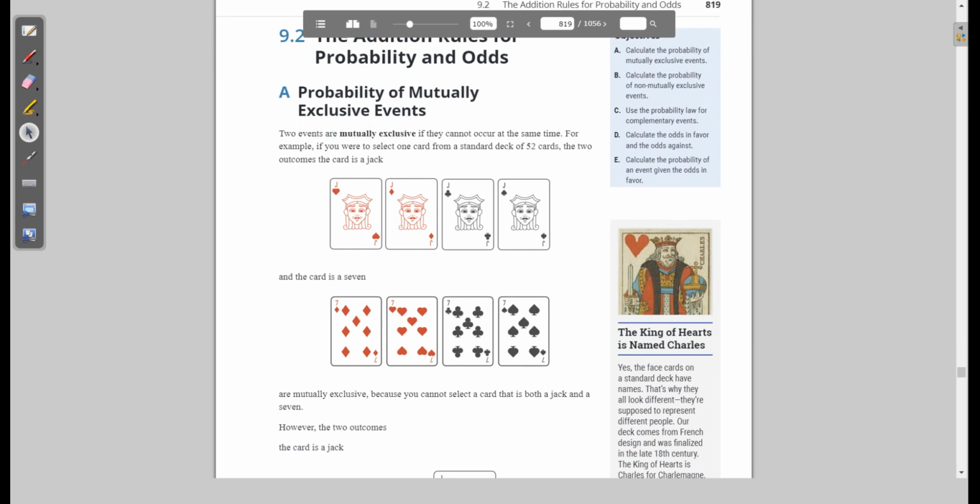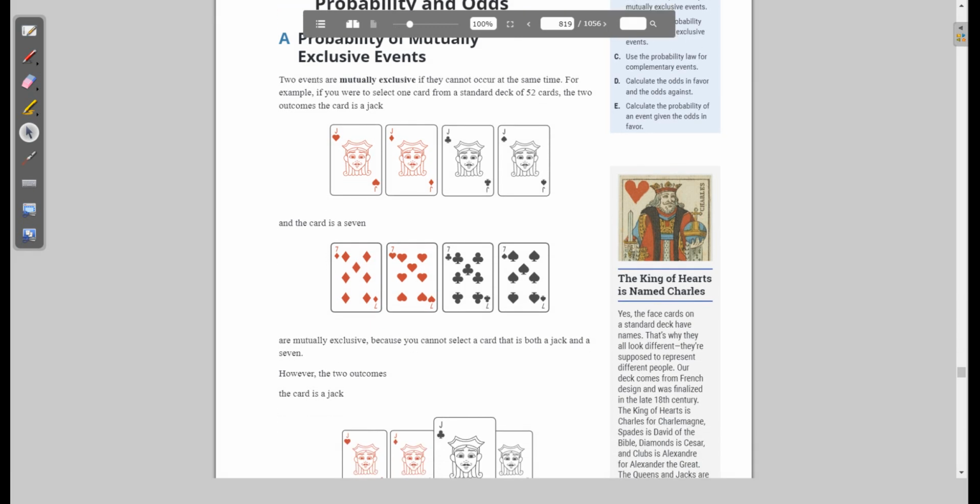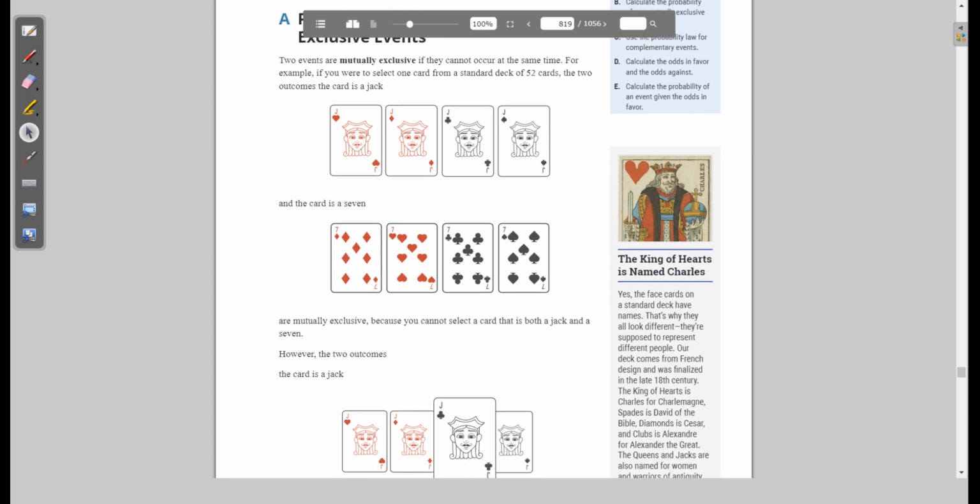So starting off, we read that two events are mutually exclusive if they cannot occur at the same time. And that's the definition. If they cannot occur at the same time, then they are mutually exclusive. And the example given here is if you have a set of cards and you can only select one card, right? Jacks and sevens, they're mutually exclusive because you cannot draw both a jack and a seven in one draw.